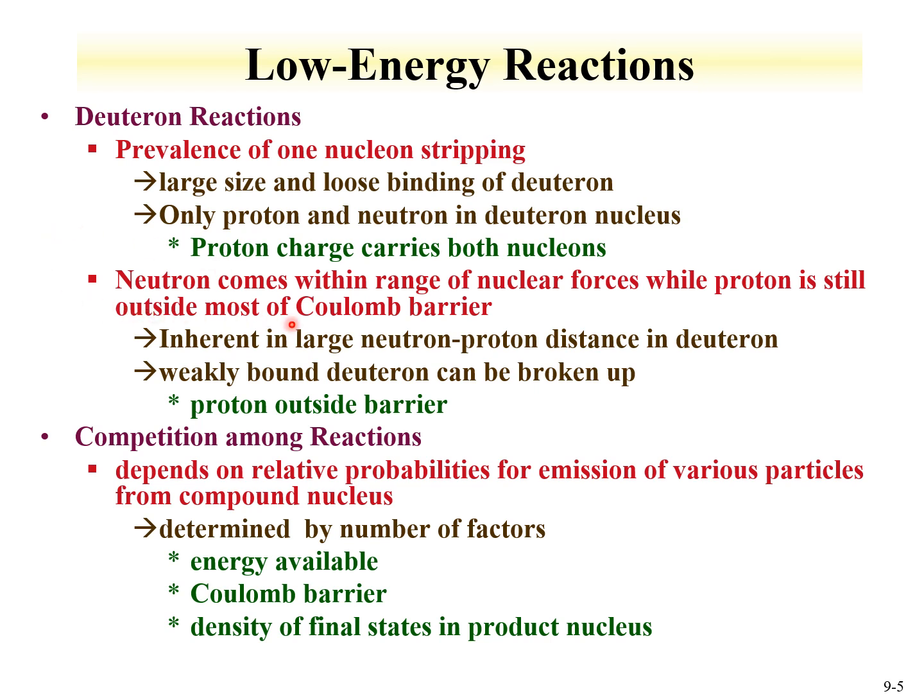Some of these reactions can actually occur where the neutron can penetrate the nuclear barrier while the proton is still outside most of the Coulomb barrier. This is due to the inherent large neutron-proton distance in deuterium. This weakly bound nucleus, H-2, can be broken up. The proton remains outside the barrier. So it's a way of having neutron reactions that can exploit the charge of the proton, so you can fundamentally have these neutron-based reactions in an accelerator.